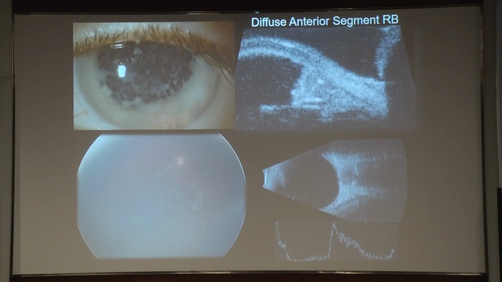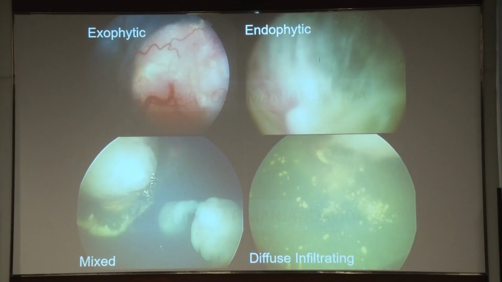The mixed type can have both exophytic and endophytic components, and a diffuse infiltrating type, where the tumor is diffusely involving the retina. You actually see a very thin retinal thickening and discoloration of the retina, which is of course white in color with specks of calcification, as you can see here.